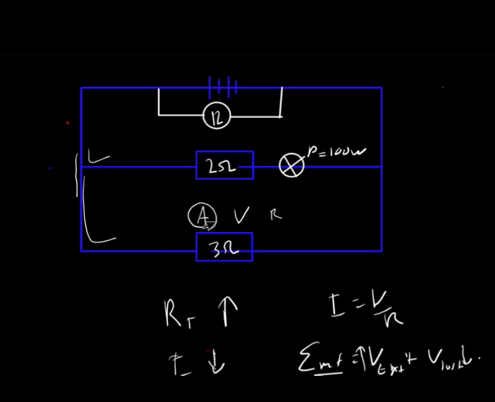Remember, when you remove resistance in parallel, the total resistance increases. So you'll tell them that the total resistance will increase. Then after telling them that, you talk about current, then you talk about V loss, then you talk about V external, then finally you can talk about the brightness of the bulb.